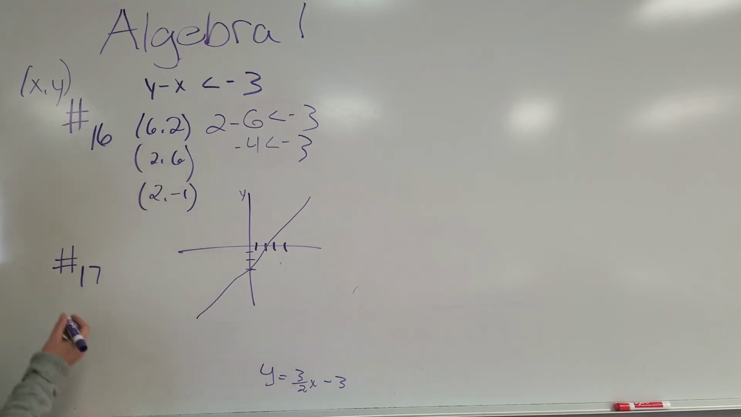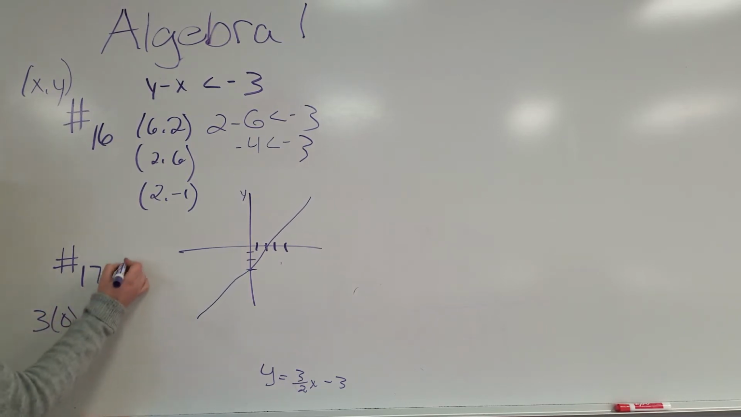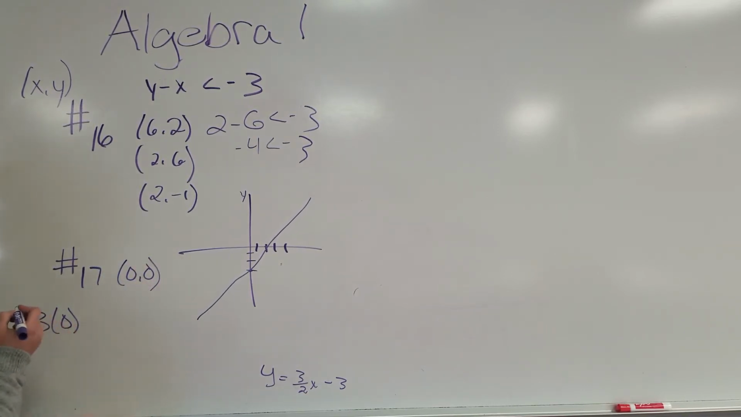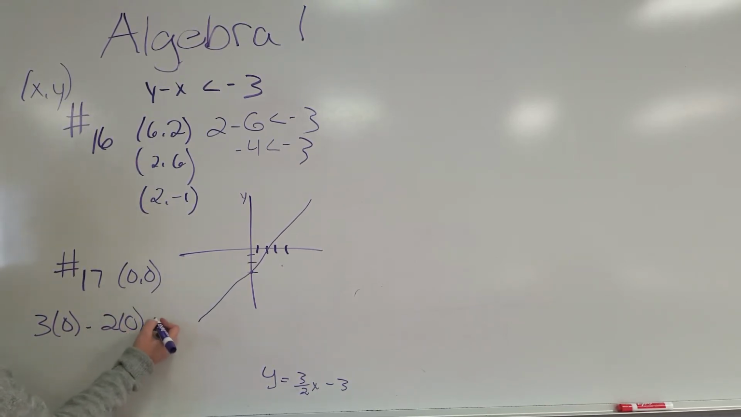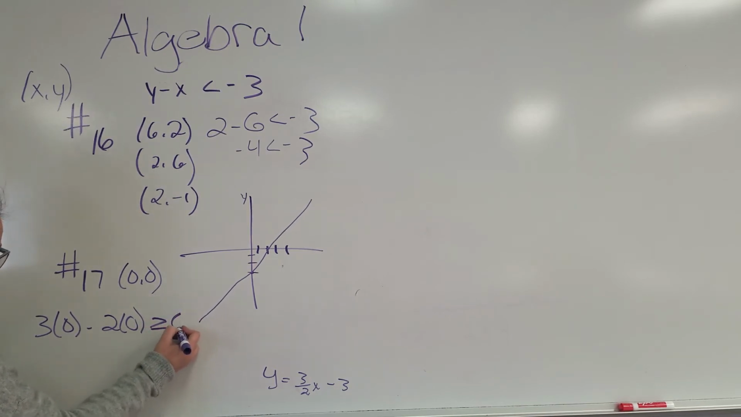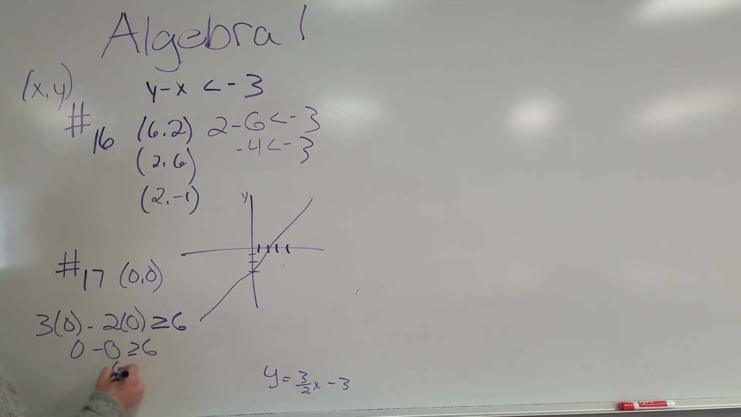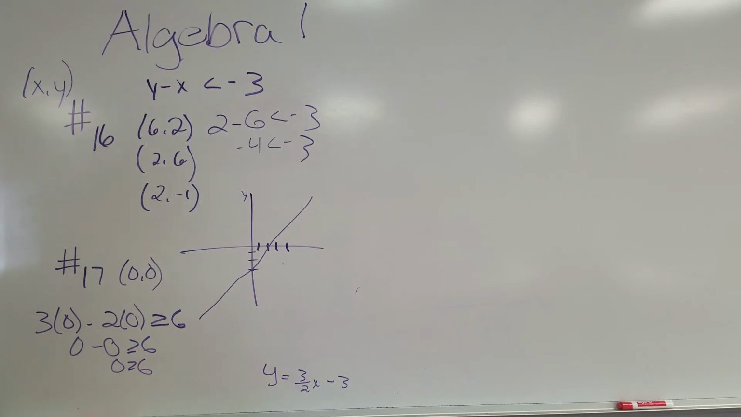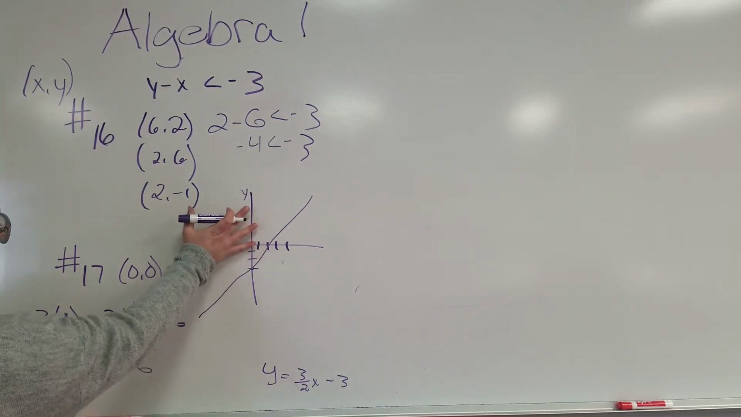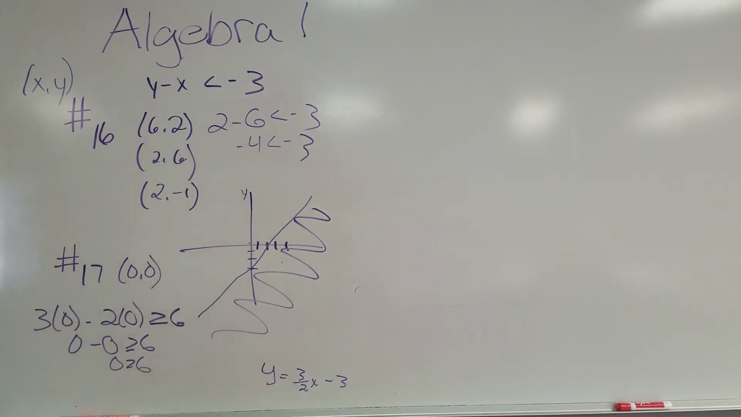The original equation is 3x minus 2y is greater than or equal to 6. So we're going to say 3 times x, which is 0, because we picked point 0, 0. 3 times 0 minus 2 times 0 is greater than or equal to 6. So 0 minus 0 is greater than or equal to 6. 0 is greater than or equal to 6. That is not true. 0 is not greater than or equal to 6. So that side of the graph is wrong, because that's where 0 is at. This side is what needs to be shaded.